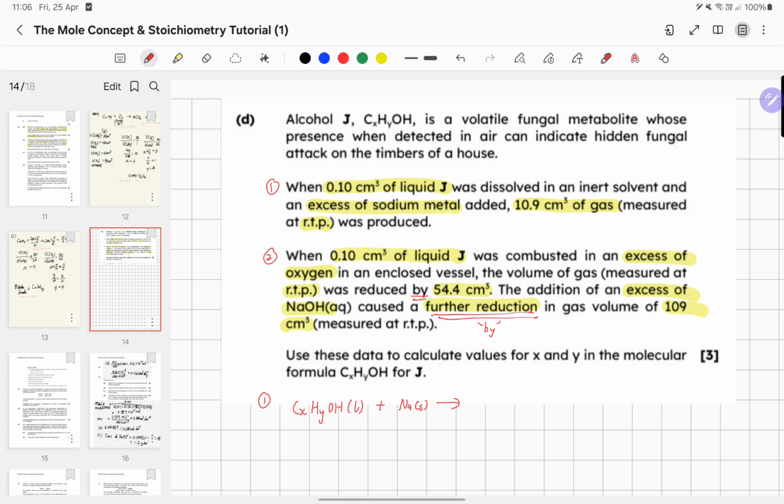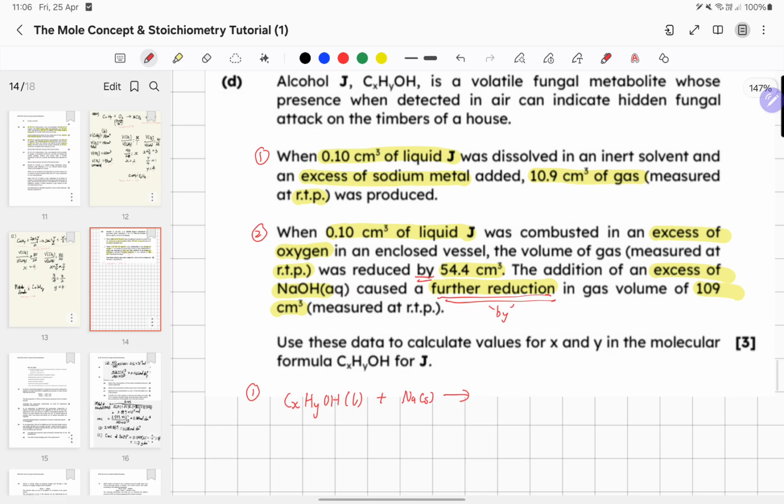In this sense, even though you may not know the reaction, you can think of this as a metal-acid reaction, where you can see this is an acid with an H plus and this one is a metal. A metal and an acid react together to form a salt and hydrogen gas. So the hydrogen gas will be H2 gas, and the salt will be CxHyONa.